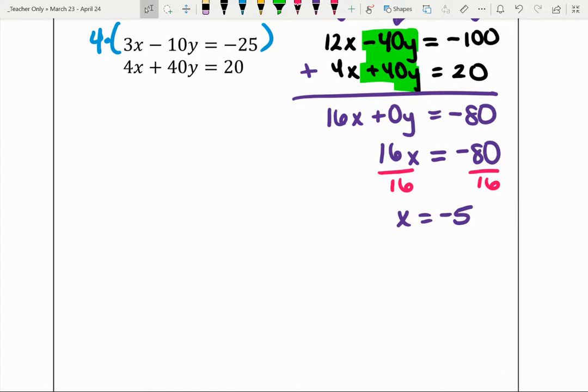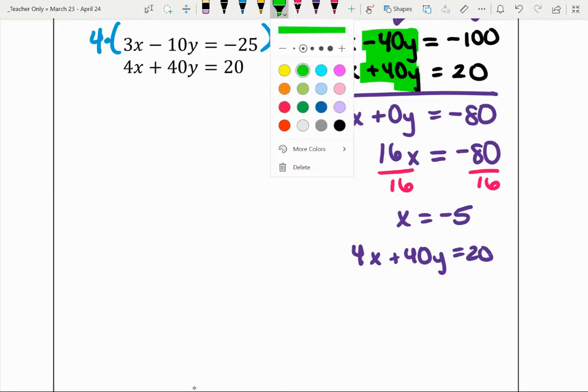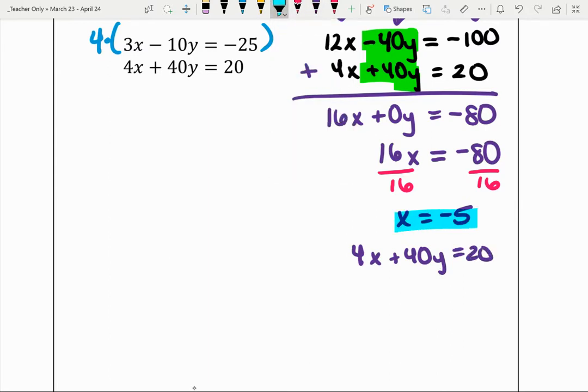And then again, when it comes to solving for my y value here, I should go back and just use one of my original equations. I don't think I've used the second equation yet in these examples, so I'm going to do that here. I'm going to just rewrite my second equation so that I know what I'm talking about. So I'm just going to substitute this x equals -5 for the x there.